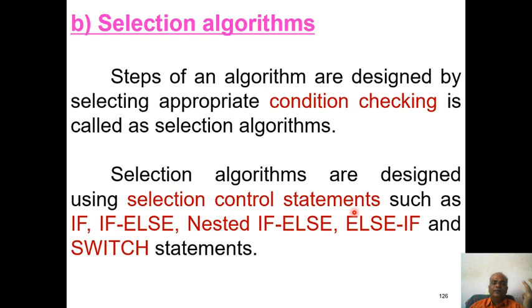For example, if anyone asks you, tomorrow are you coming to college? So simply you may answer like this. If tomorrow no rain, I will come to college. If rain comes, I will not come to the college. So here there are two alternatives, yes or no. So here you are not going in sequence. You are going in a different way.